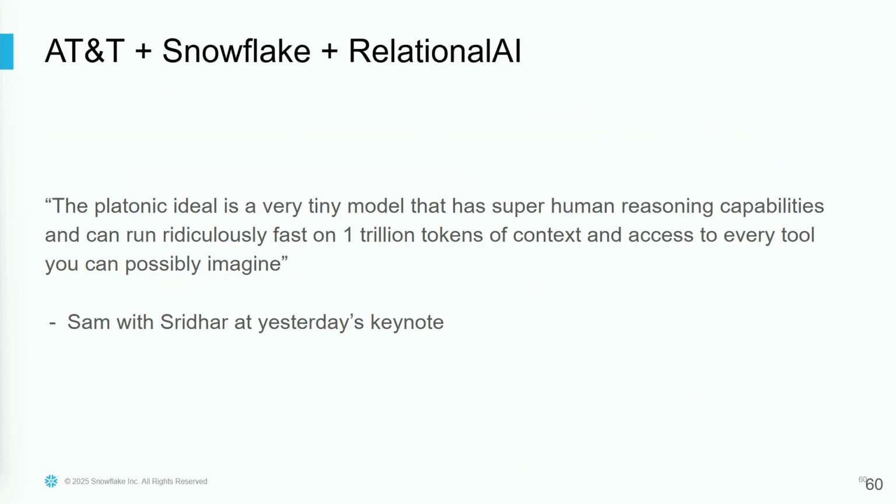Okay, and with that, we just close with a quote from Sam Altman yesterday. I just thought it was very interesting when they were asking about the future and where this is all going. He said, the Platonic ideal is a very tiny model that has superhuman reasoning capabilities and can run ridiculously fast on 1 trillion tokens of context and access to every tool you can possibly imagine.